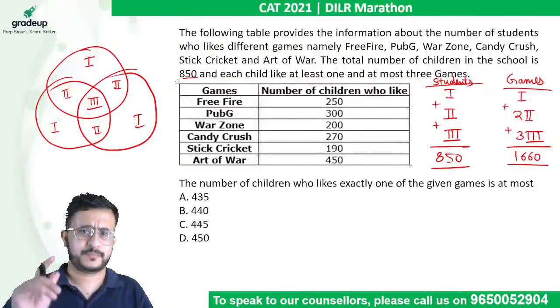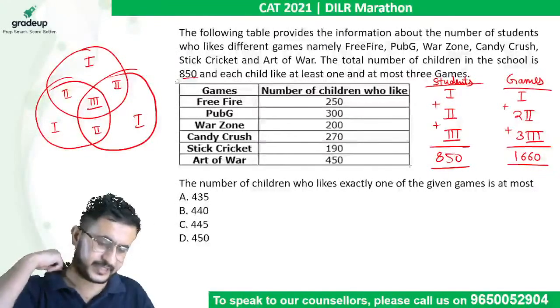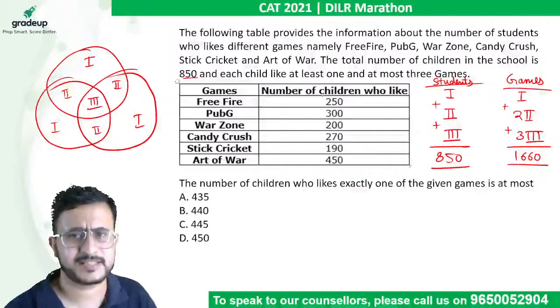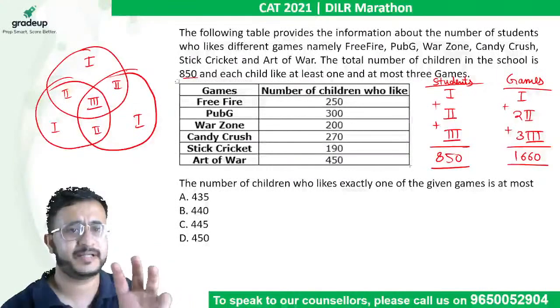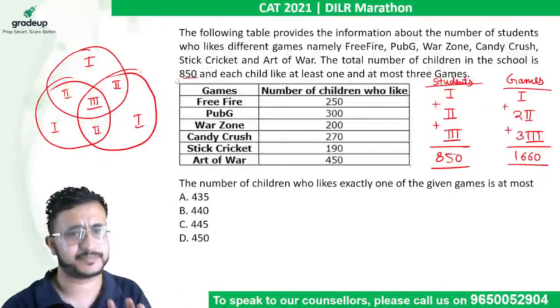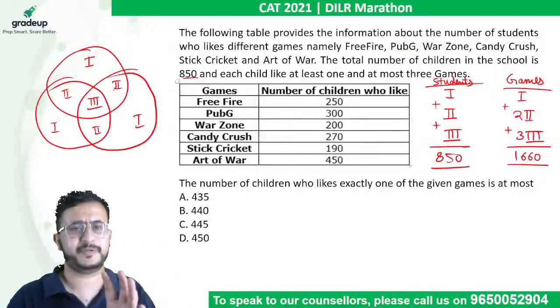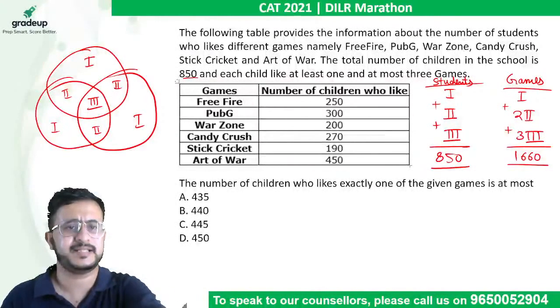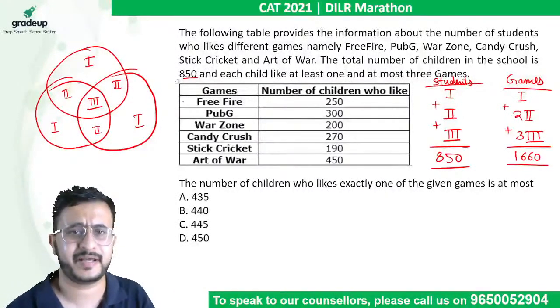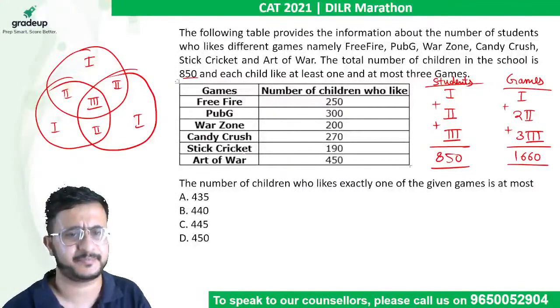So what happens in Venn diagrams is a separate variety. Sometimes you might get a similar question with Venn diagrams. What I'm trying to explain is that this is exactly the same thing. Here you cannot draw a Venn diagram because you have different games.